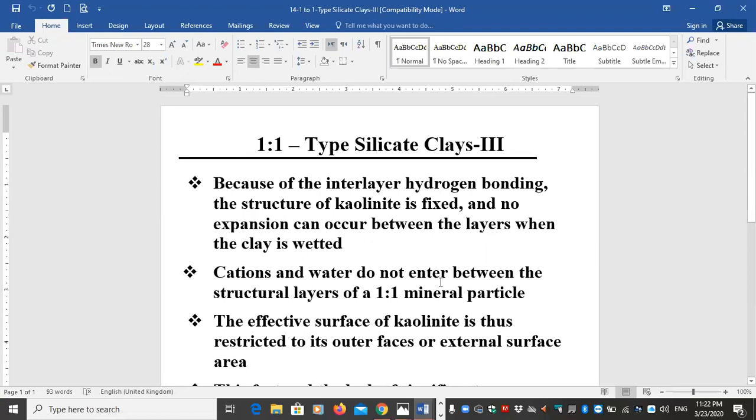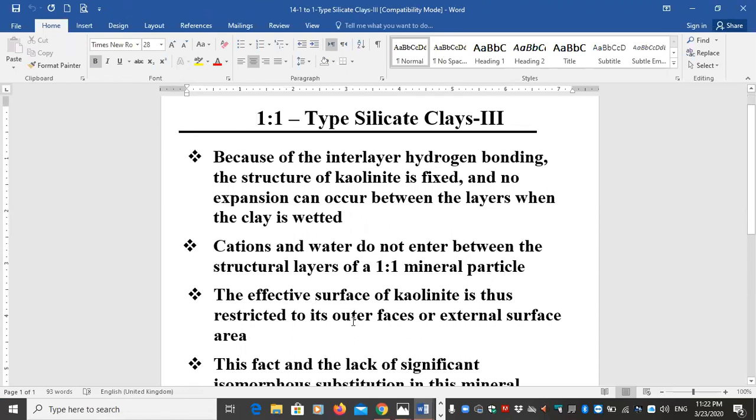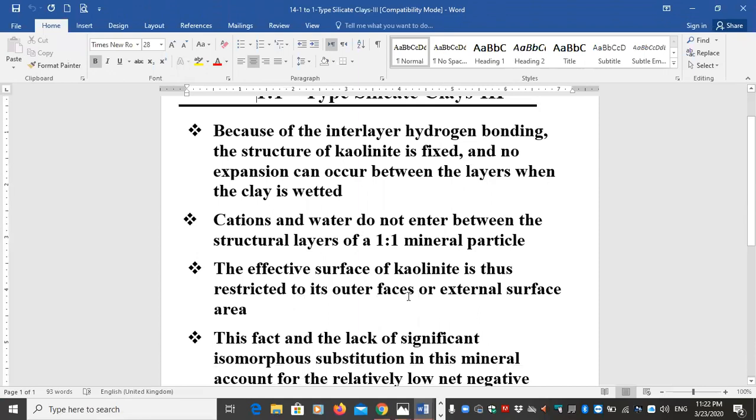Cations and water do not enter between the structural layers of a one-to-one mineral particle. The effective surface of kaolinite is thus restricted to its outer faces or external surface areas. So between the layers or the crystallines, there are no exposed surfaces. It does not have any internal surface. The only surface a one-to-one crystal of kaolinite has is the top surface, the bottom surface, and the sides.